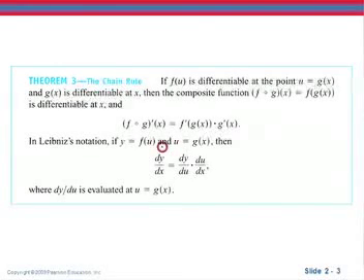And sometimes it's easier to use it in Leibniz notation. dy dx is dy du times du dx. That means the derivative of y with respect to x is the derivative of y with respect to u times the derivative of u with respect to x. We're going to use that notation in our next example. We are going to identify what our y function is in terms of u and what our u function is in terms of x.